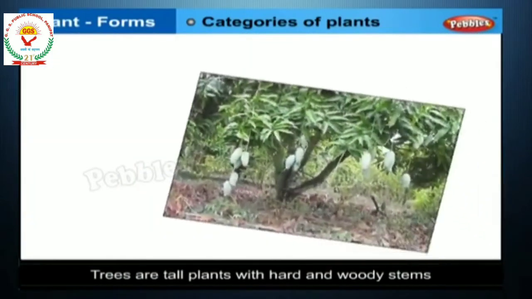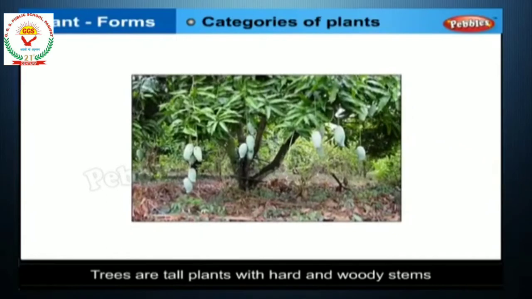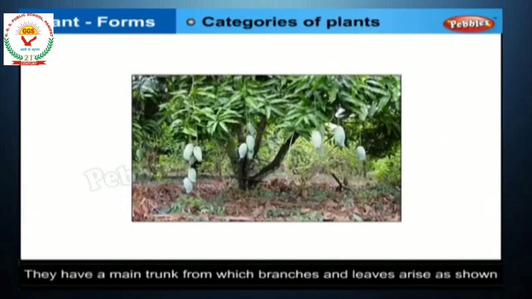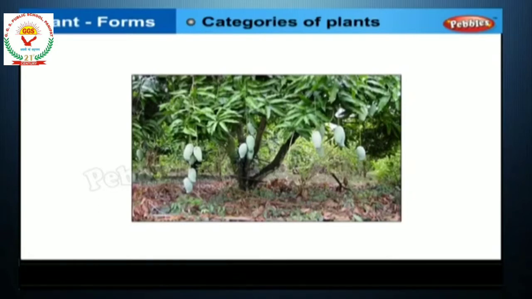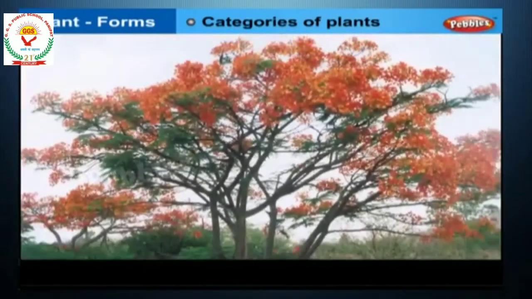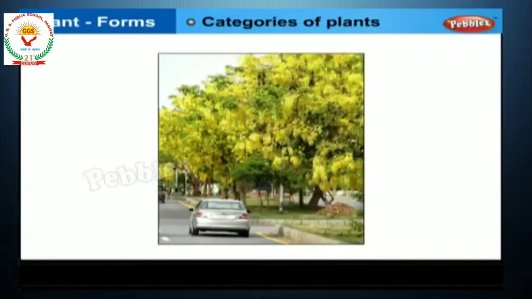Trees are tall plants with hard and woody stems. They have a main trunk from which branches and leaves arise as shown. Trees generally survive for a number of years. Example: mango, neem, peepal, babul, gulmohar, amaltas.